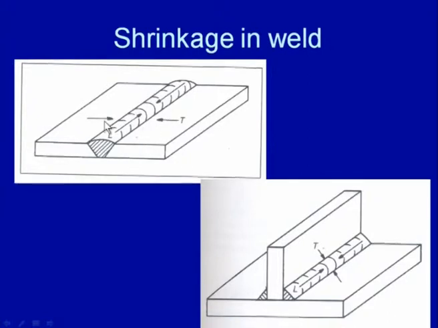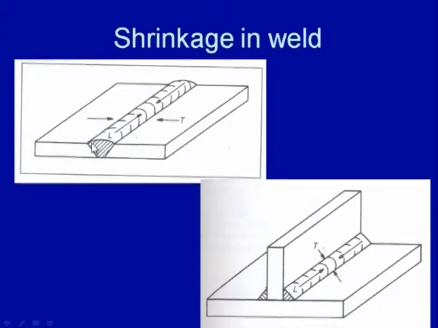Because of this differential expansion and contraction, we mainly observe two kinds of phenomena. One is due to the shrinkage of the weld in the lateral direction, that is perpendicular to the longitudinal one. In the lateral direction, the shrinkage of the weld metal reduces the width of the plates with the weld joint because of the transverse shrinkage. So, transverse shrinkage will be occurring due to the shrinkage of the weld metal in the transverse direction, that is this direction, and the longitudinal shrinkage is the shrinkage which will be occurring in the direction of the weld.